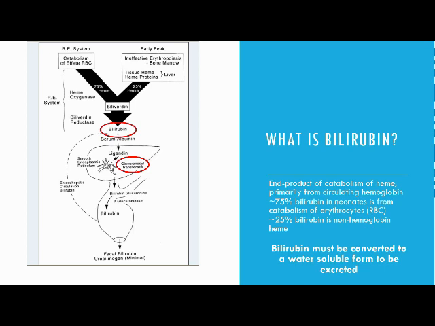Just to the right here is a short synopsis of what I said. What is bilirubin? It is the end product of catabolism of heme, primarily from circulating hemoglobin or red blood cells. 75% of bilirubin in neonates is from breakdown of red blood cells, so that's what we're going to be talking about the most. And in bold at the very bottom: bilirubin must be converted to a water-soluble form before it can be excreted.